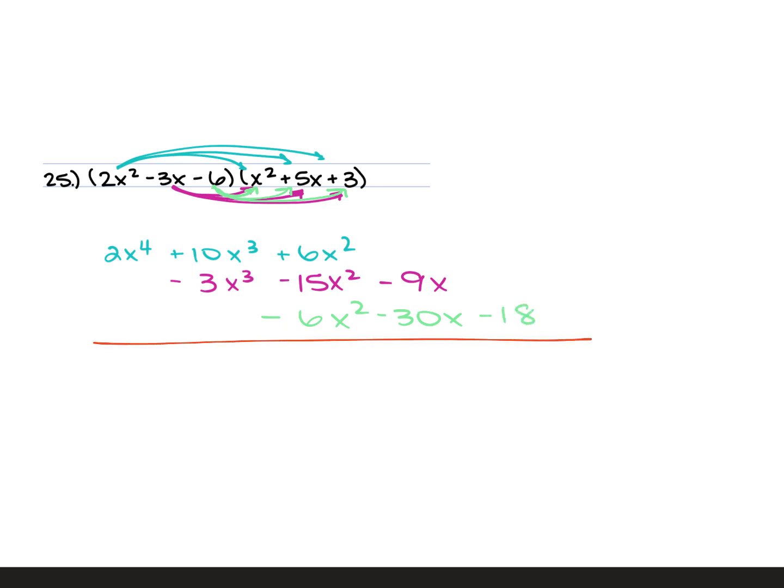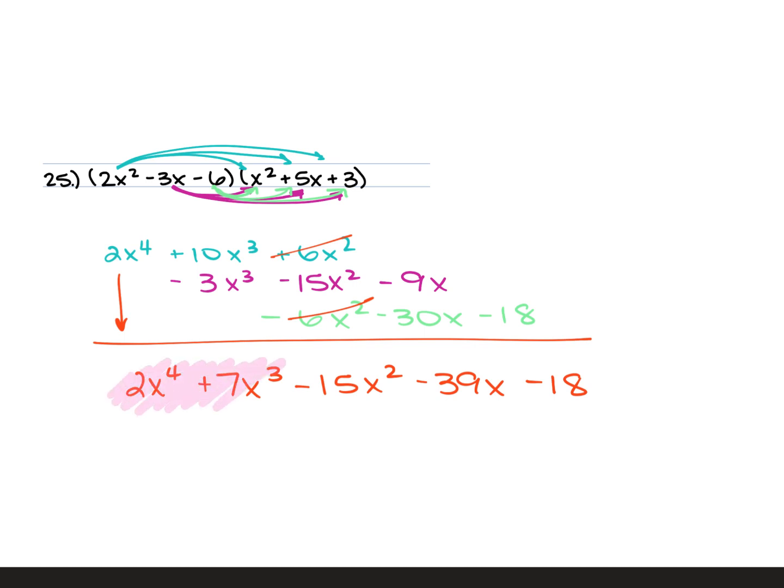So we're just adding all of these. The 2x to the 4th drops down. 10x cubed minus 3x cubed is 7x cubed. The 6x squared minus 15x squared minus 6x squared. The 6x squared and the negative 6x squared are opposites. So it's just going to leave you with the negative 15x squared. Then the negative 9x minus 30x is negative 39x. And then you have that negative 18. So that gives us 2x to the 4th power plus 7x cubed minus 15x squared minus 39x minus 18.